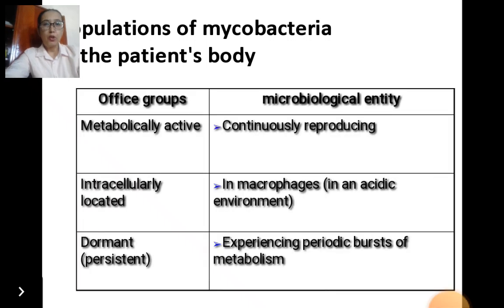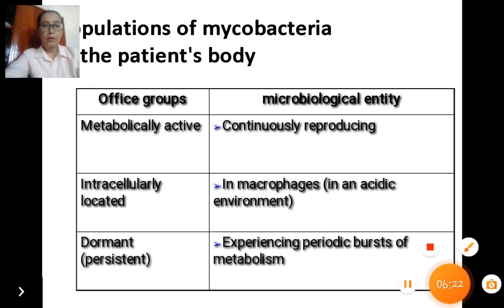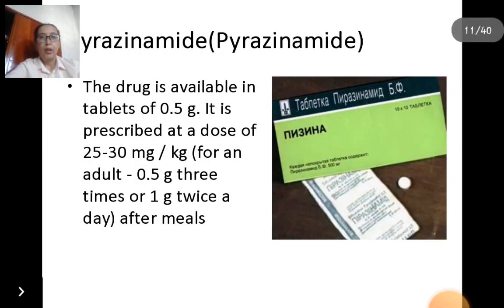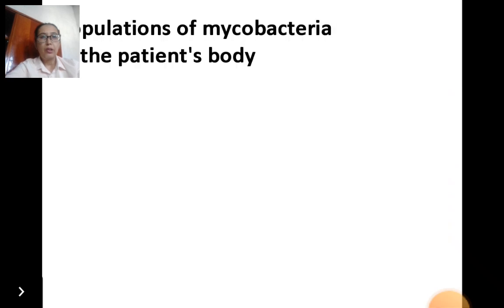Population of Mycobacterium in the human body. On this slide you can see the population of Mycobacterium tuberculosis in the patient's body. It is a metabolically active group, continuously reproducing. The second one is intracellular Mycobacterium located in macrophages, reproducing in an acidic environment. And dormant or persistent Mycobacterium tuberculosis is expressing periodic bursts of metabolism. It is also affected by pyrazinamide.